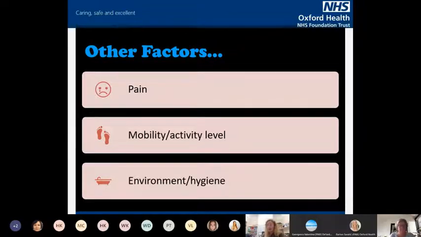Pain is a key thing. Again, these all intertwine with each other. This can link in with concordance. It could simply be that the patient isn't on board because they're finding something particularly painful. So it's thinking about how we can get on top of that pain.